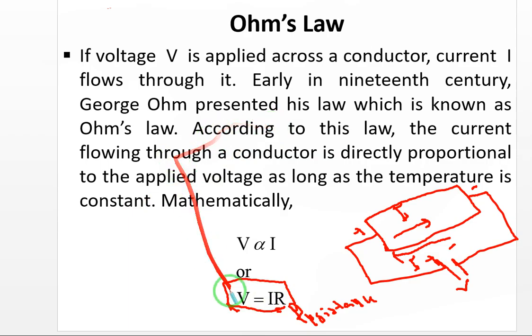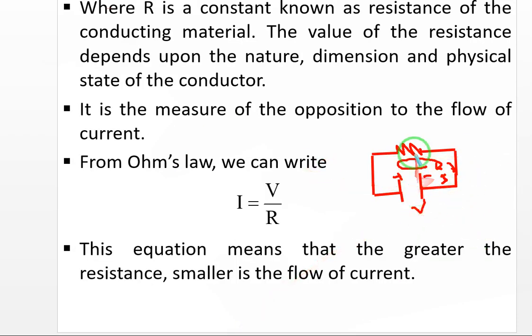Okay, so this is your circuit, this is the resistance of a conductor, this is your battery, negative, positive, and the current is going to flow from negative to positive. So Ohm's law says that voltage is directly proportional to the current. Now coming to the formula V is equal to IR, where R is a constant known as the resistance of the conductor material. The value of the resistance depends on the nature, dimension, and physical state of a conductor.